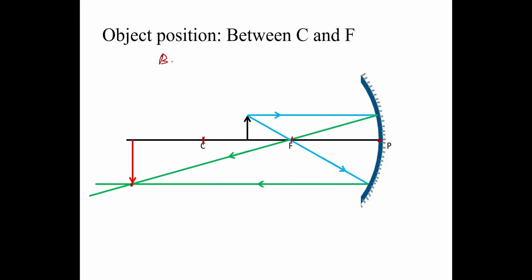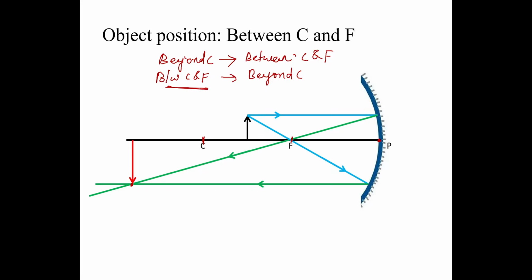When you placed your object beyond C, where did you get your image? Between C and F. Now when your object is between C and F, where are you getting your image? Beyond C. So just compare. You can compare and learn. It is easy. Beyond C, you are getting image between C and F. Between C and F, you will get your image beyond C.